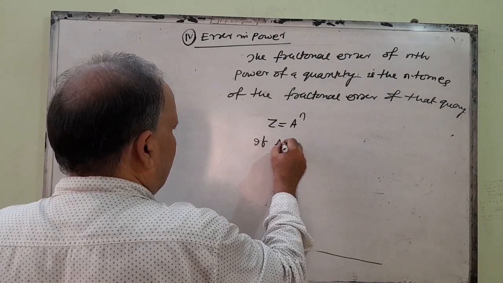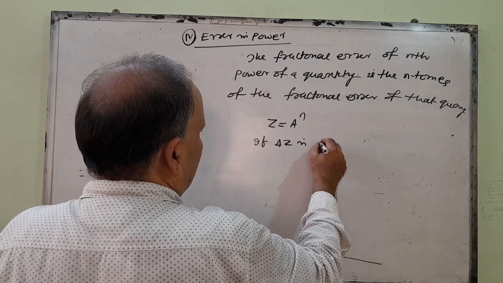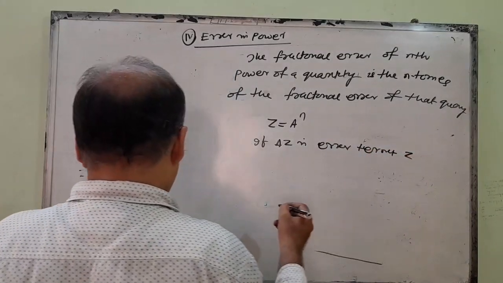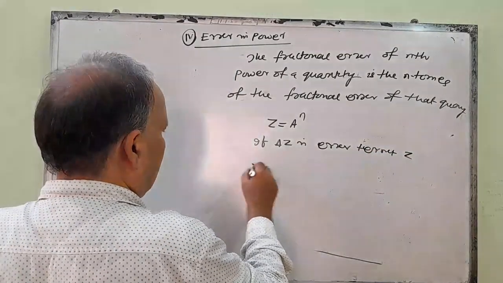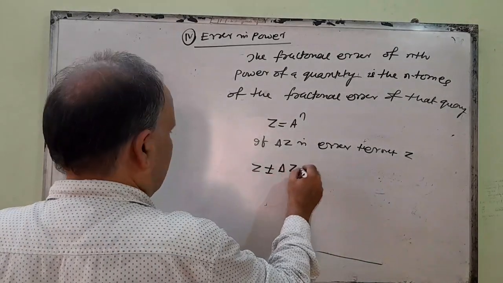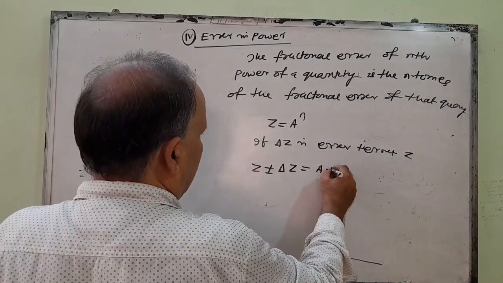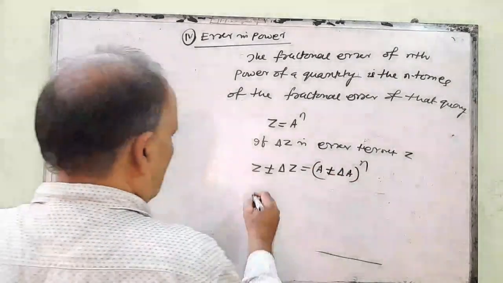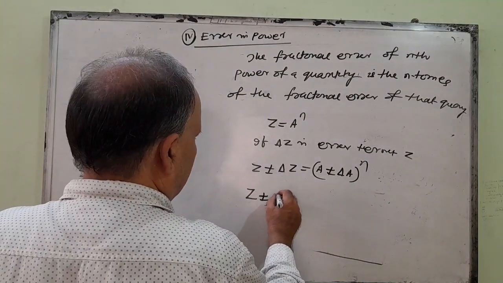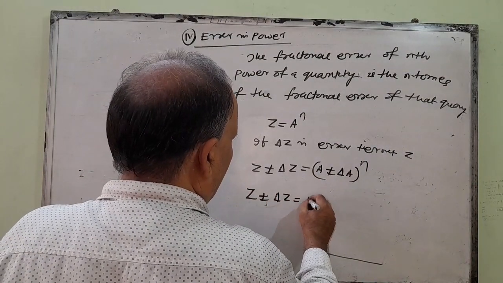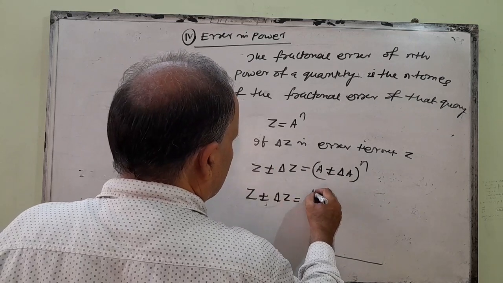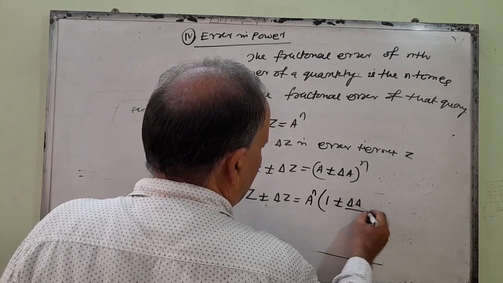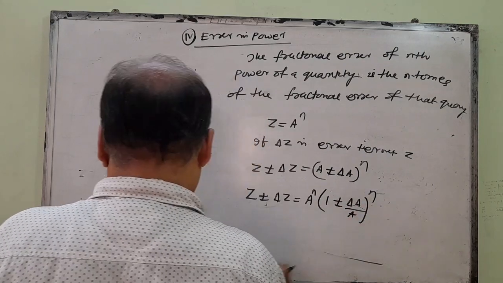If delta z is the error term of z, we can write z plus minus delta z is equal to what? A plus minus delta a, whole to the power n. So we can write z plus minus delta z, you take a common, so when it comes outside, that is a to the power n, 1 plus minus delta a by a, whole to the power n.